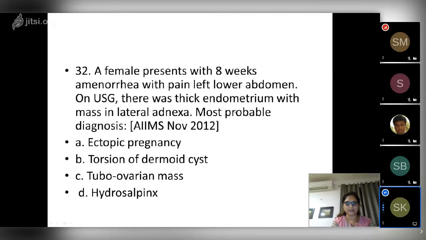Why not dermoid cyst? Because there won't be amenorrhea in dermoid cyst. Okay. Tubo-ovarian mass, most of the times, again, there won't be amenorrhea. There could be irregular menstrual cycles or bleeding, and pain could be there, yes, but amenorrhea is not classical in any of these. So hydrosalpinx, tubo-ovarian mass, and dermoid cyst, amenorrhea is not there. And here, important point to remember is 8 weeks amenorrhea, right? So the answer here is ectopic pregnancy.